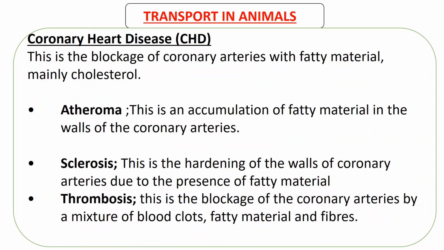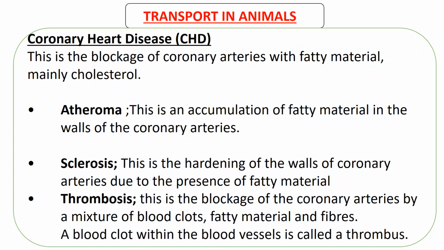The third is called thrombosis. So this thrombosis is just the blockage of the coronary arteries by a mixture of blood clots, fat material, and fibers. Blood clot is blood that is becoming hard. So if this mixes with fat materials and other fibers, you are going to have thrombosis. So a blood clot within the blood vessel is called a thrombus. If there is blood which has clotted within a blood vessel, it's called a thrombus.